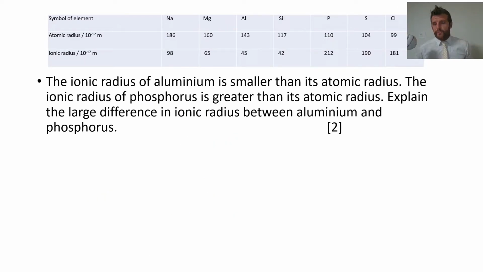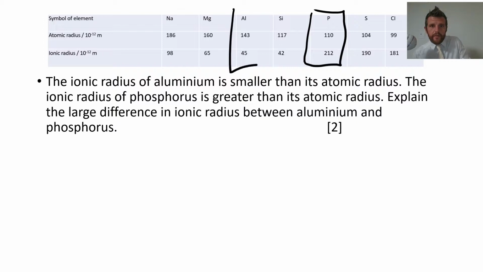Okay, so same question. This was just the second part. I took it off a past paper. The ionic radius of aluminum is smaller than its atomic radius. The ionic radius of phosphorus is greater than its atomic radius. In other words, they want us to talk about phosphorus and aluminum specifically. Explain the large difference in ionic radius between aluminum and phosphorus. So they just want ionic radius. So I'm going to just scribble out atomic radius right now, so we don't make the mistake of talking about the wrong one.